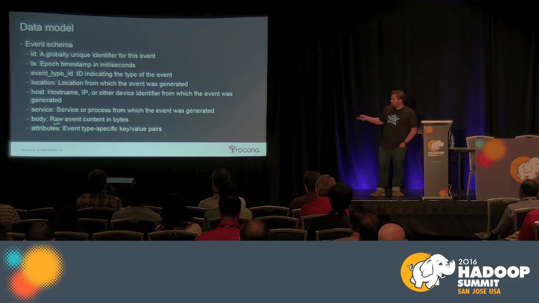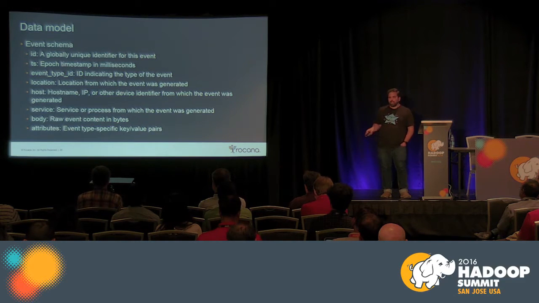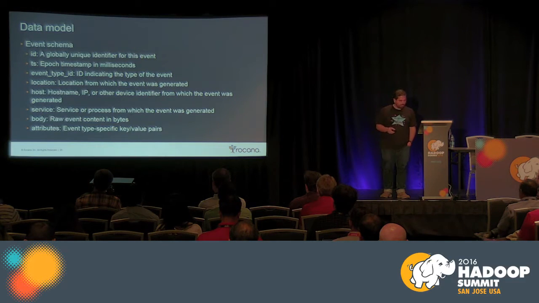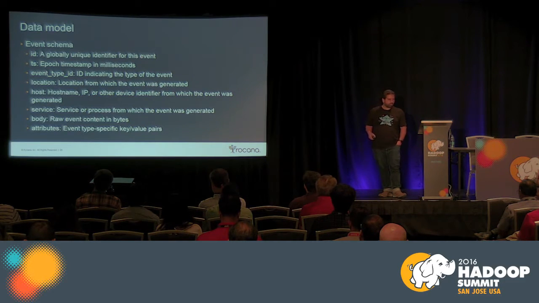The body is just a raw byte array. We don't interpret the body other than in the context of the event type IDs. So we let you stuff anything into the body of an event that you want. And then we have attributes, which are string key value pairs for all of that sort of enriched data, or for more detailed information about your events. And the attributes are arbitrary, so you can add any key value pair you want without having to register it with a type system or something like that.